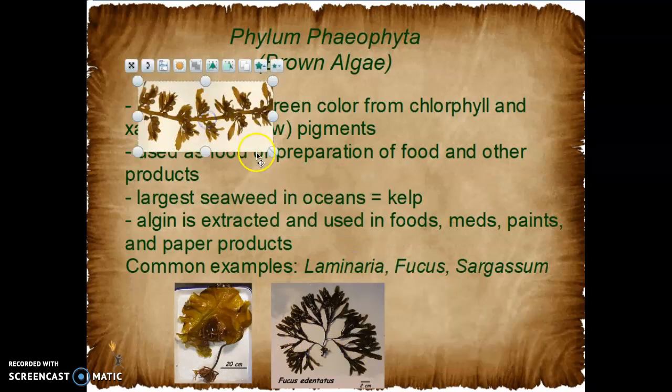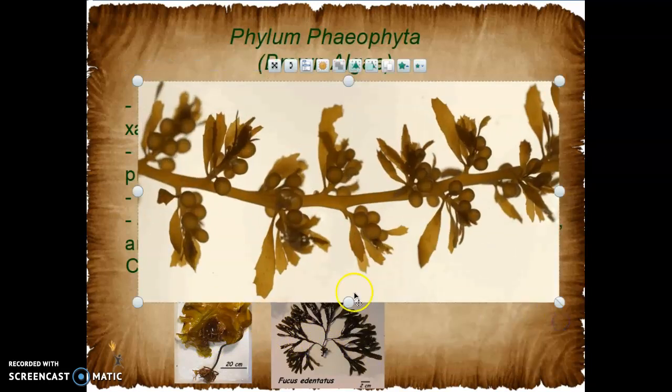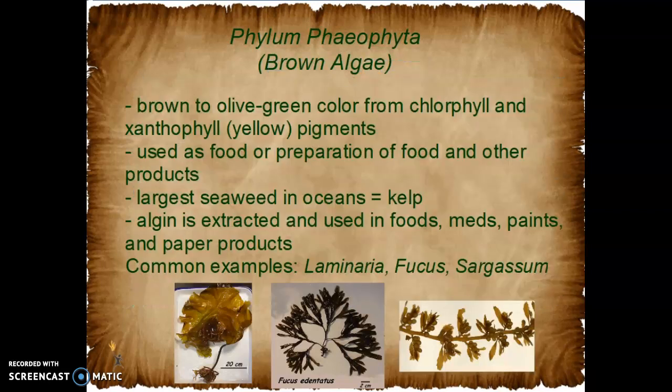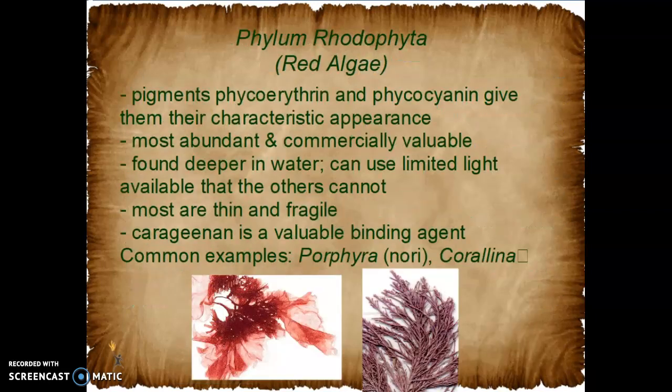I think this one's really cool here because you can actually see these things that look like little grapes. They actually contain air sacs, so they're like little tiny balloons, and that way it keeps the seaweed afloat so it doesn't sink down to the bottom. So that's pretty cool. Okay.